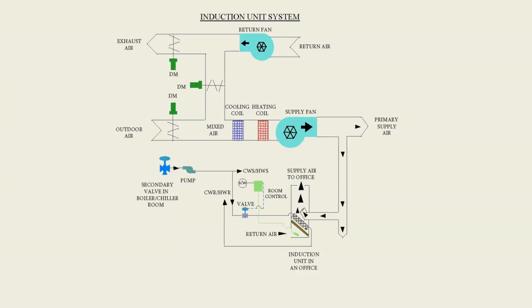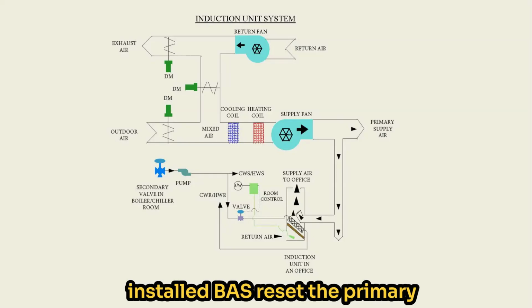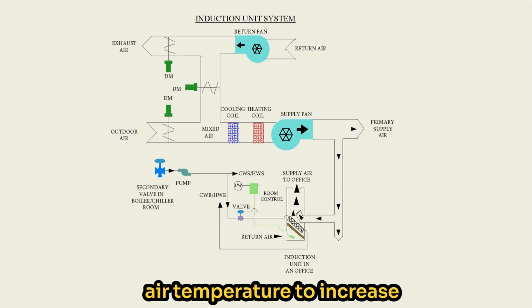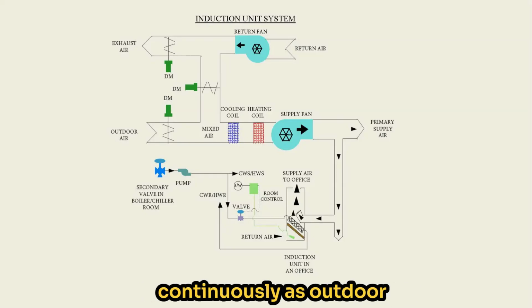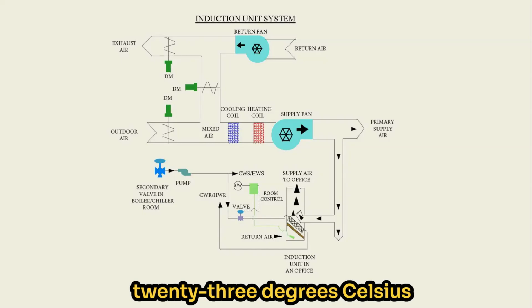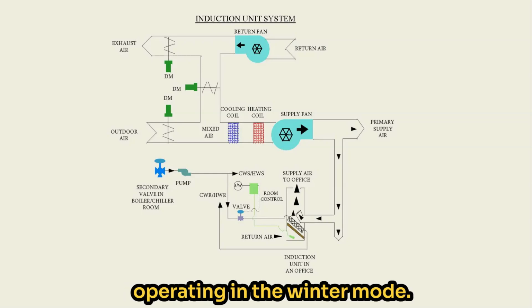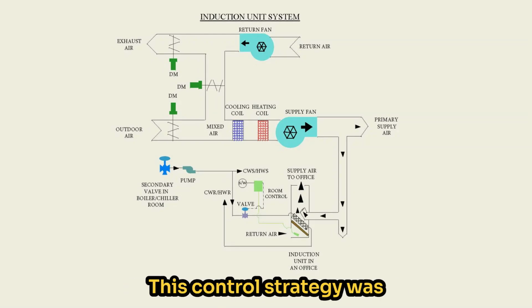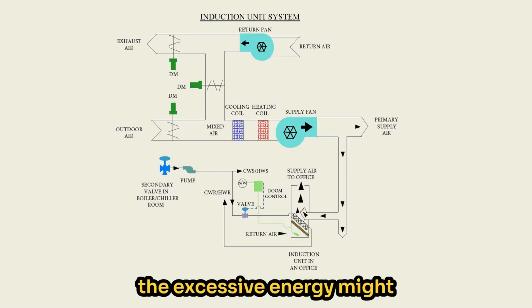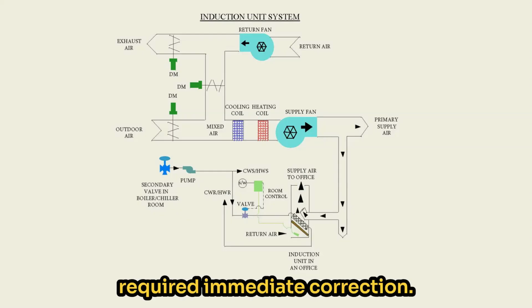Error number two, incorrect primary air reset. In another building, a newly installed BAS reset the primary air temperature to increase continuously as outdoor temperature dropped from 20 degrees Celsius to minus 23 degrees Celsius, while hot water remained available to the induction units operating in the winter mode. This control strategy was fundamentally incorrect. Unlike the first example where the excessive energy might have remained unnoticed, this programming error caused the entire system to become non-functional and required immediate correction.